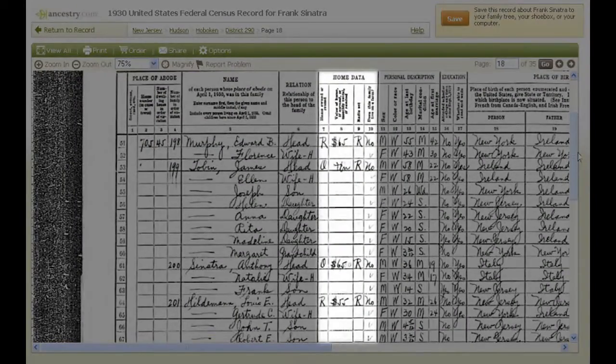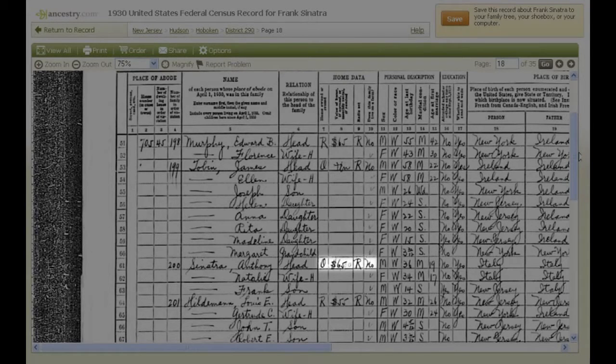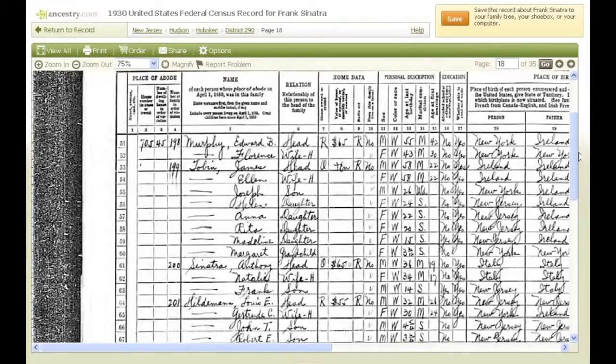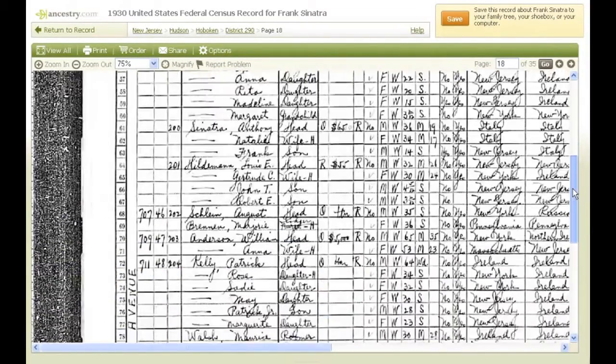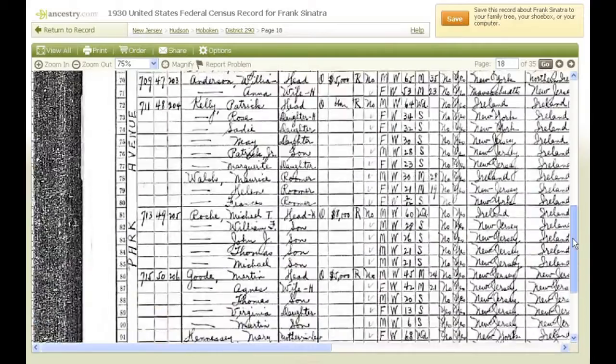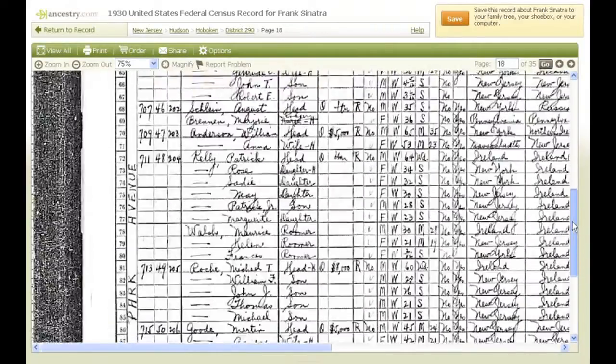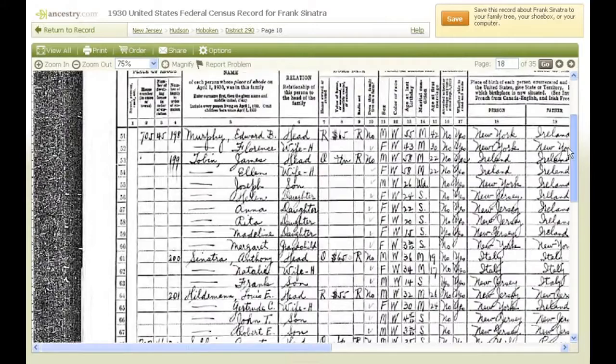Columns 7 through 10 show what is referred to as home data. The O in column 7 means Anthony owned his home, but the $65 in column 8 looks like a monthly rent payment. Scan the rest of the page and you'll see that rental prices ranged from $30 to $65, and home values were between $4,800 and $8,000.